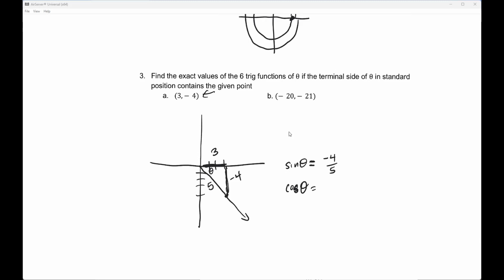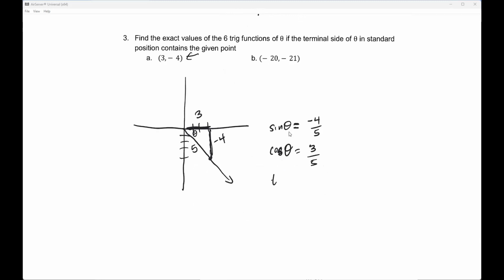What's the adjacent? 3 over 5. You guys have to remember your right triangle trig, right? Your tangent is what? -4 over 3. Everybody understand that? So we did the Pythagorean theorem.